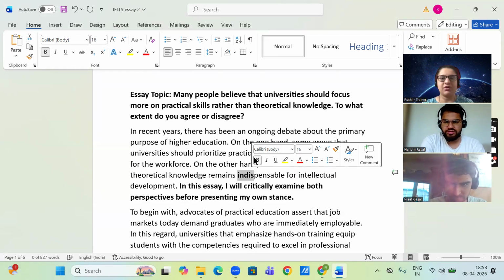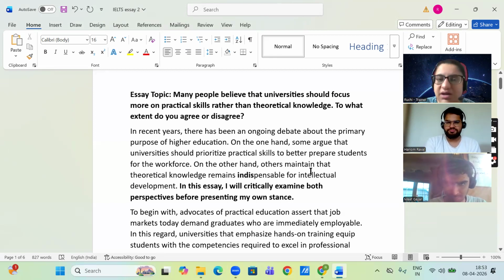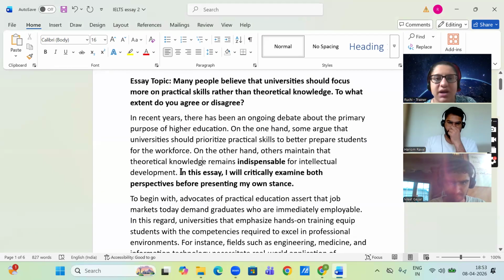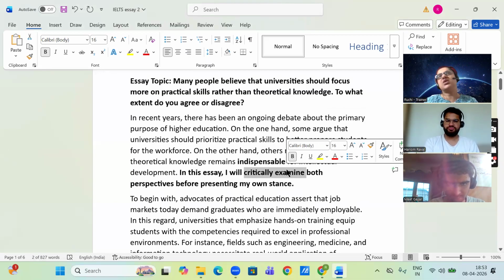Okay. So, on the other hand, others maintain that theoretical knowledge remains indispensable for intellectual development. So intellectual development के लिए theory is very very important. उसके बिना नहीं चलेगा. That's what we are trying to say. Now what happens in this essay? In this essay, I will critically examine both perspectives. So critically examine का मतलब यही होता है कि दोनों perspectives के मैं pros and cons दोनों discuss करने वाली हूं.